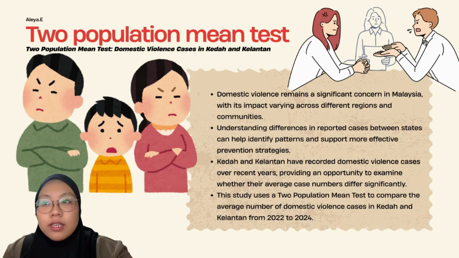Domestic violence remains a serious issue in Malaysia and affects communities differently across states. By comparing the reported cases in Kedah and Kelantan from 2022 to 2024, we can determine whether there is a significant difference in the average number of cases between these two states.